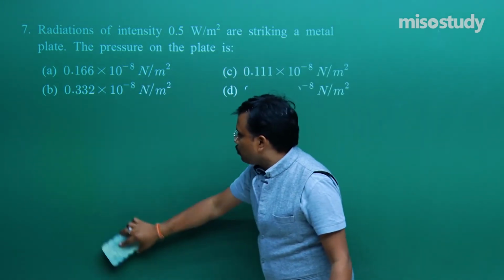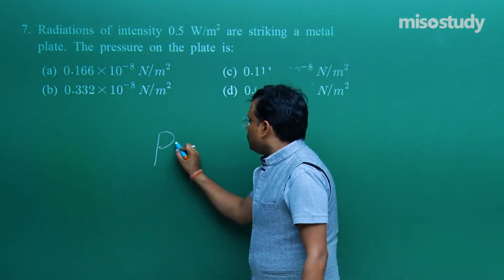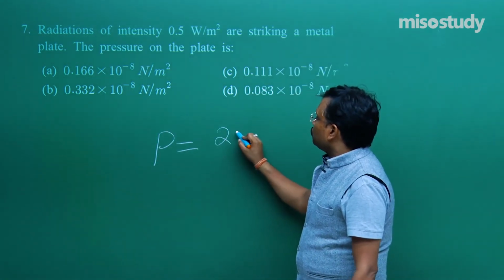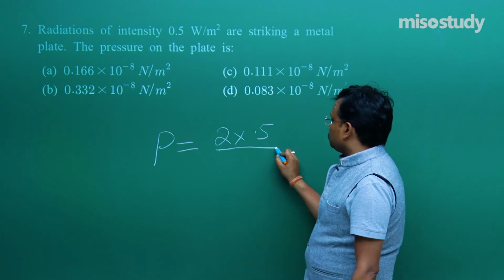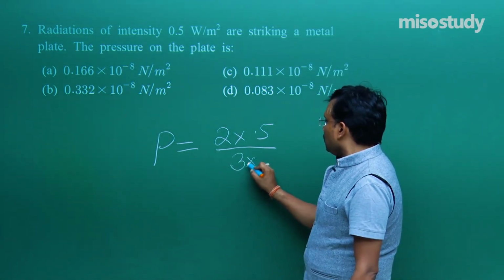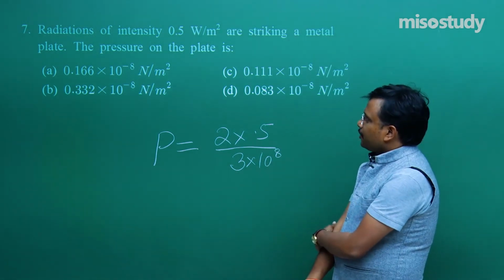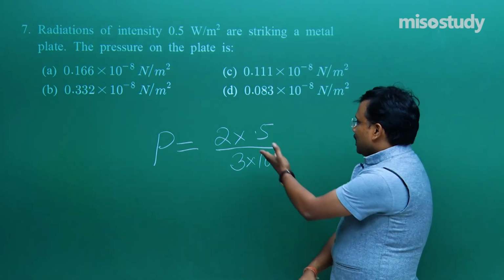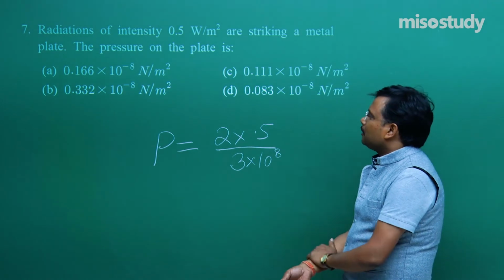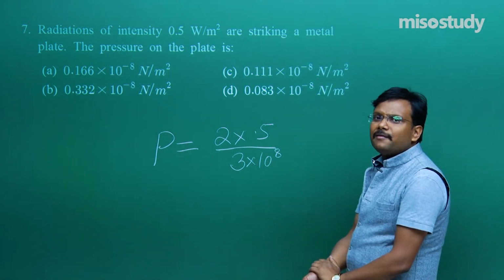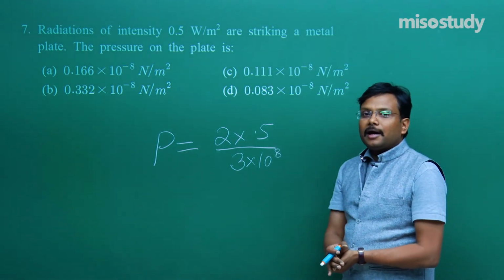So let's take a look over here. Pressure P is equal to 2 into 0.5 upon C, that is 3 into 10 to the power 8 meter per second. Now it's your turn to calculate it: 5 2s are 10, so that is 1 by 3, something like 0.1667, and then 10 to the power minus 8. So obviously A is your correct option.